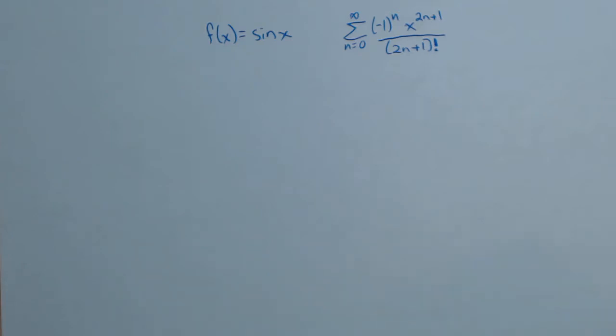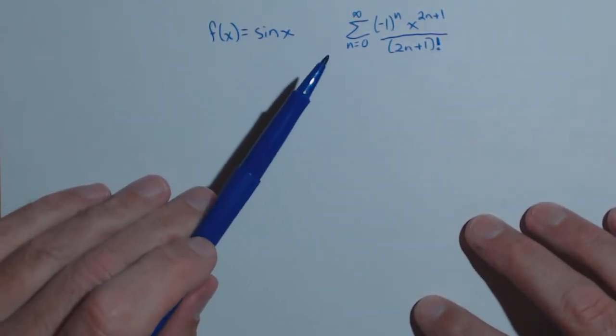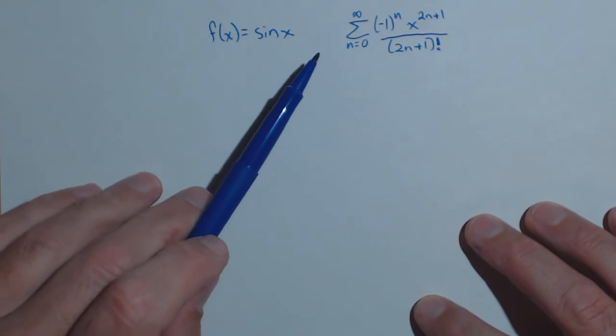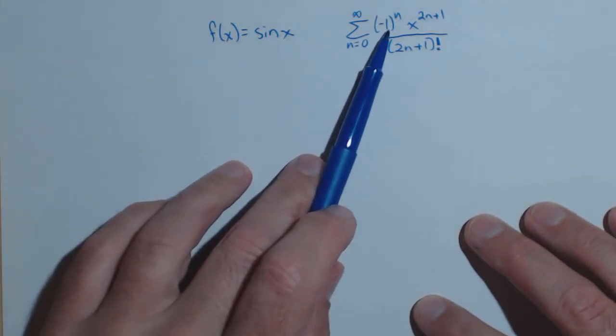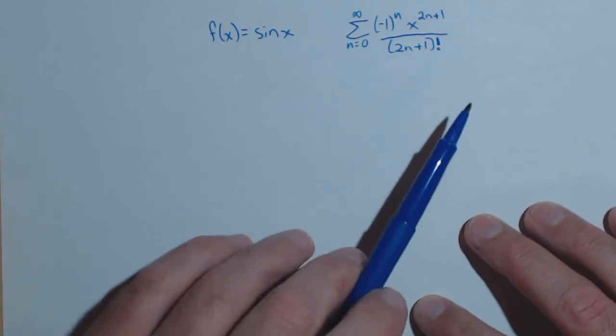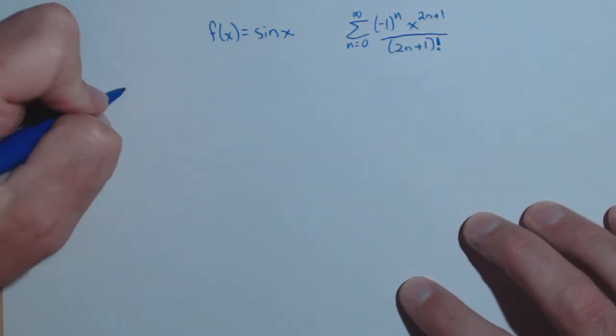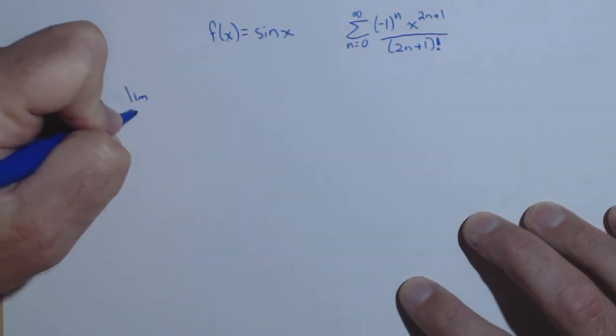In this video, we're going to apply the ratio test to find the interval of convergence for sine of x, whose Taylor series is given by the sum from n equals 0 to infinity of negative 1 to the n, x to the 2n plus 1 over 2n plus 1 factorial. I'm going to go right into applying the ratio test.